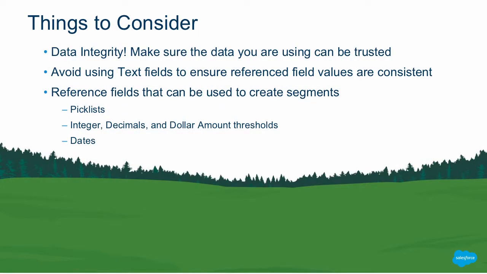So some more things to consider. Definitely, since this is a data-driven process, it's very important that we have data integrity in our org. This could be the difference between your actions executing correctly or even executing at all. So you need to be confident in the values that you're referencing. Typically, I like to avoid using text fields or anything like that. I like to use pick lists or number thresholds just because those values are more predictable.